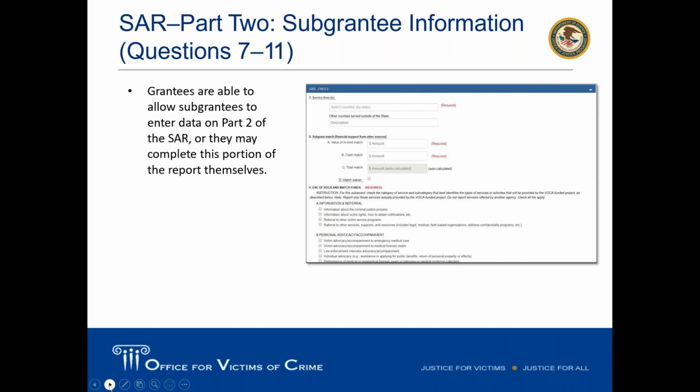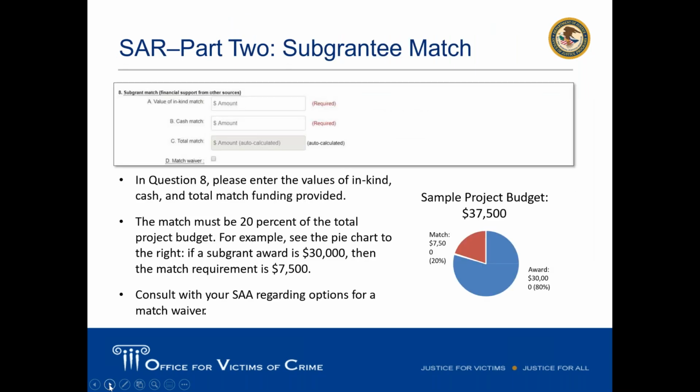One of the things stated in the SAR Part 2 is on question 8. It asks you to enter in your values for your in-kind cash and your total match funding. So everybody should have that information based on the budgets that were submitted to our office. If you have any questions pertaining to that, again, I ask that you contact your program director for that information.